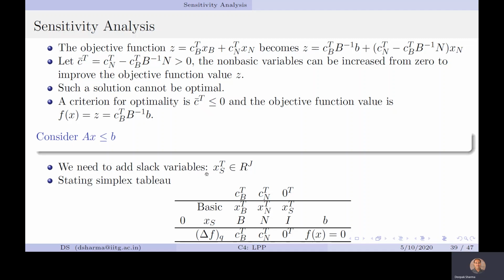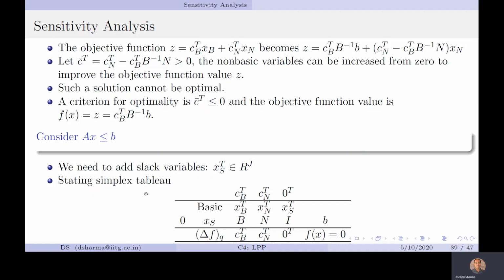So we need to add a slack variable, which is written as XS transpose, which belongs to the real space of J. Now why is it J? Because the maximum number of slack variables you can include depends on the number of constraints, that is J.